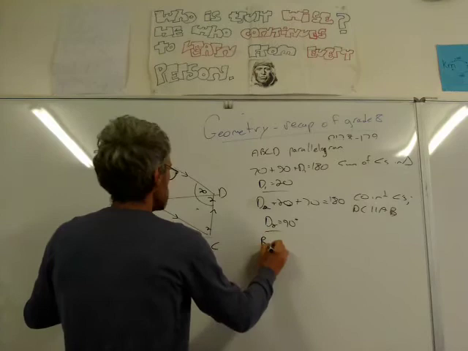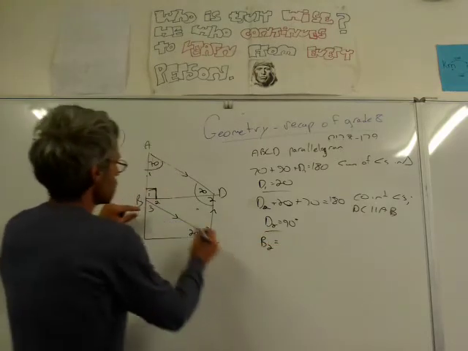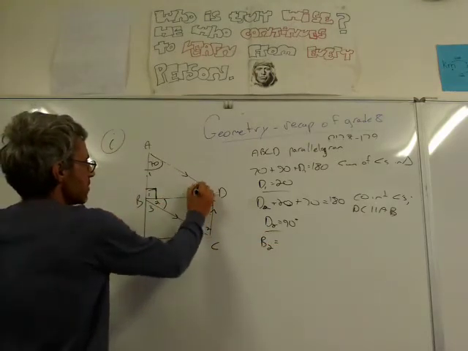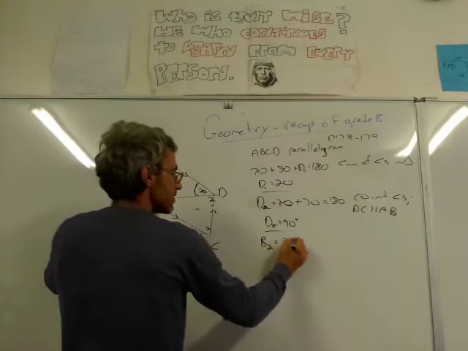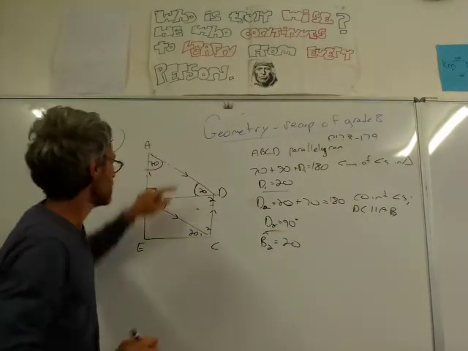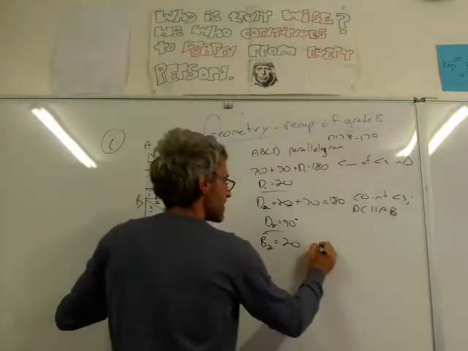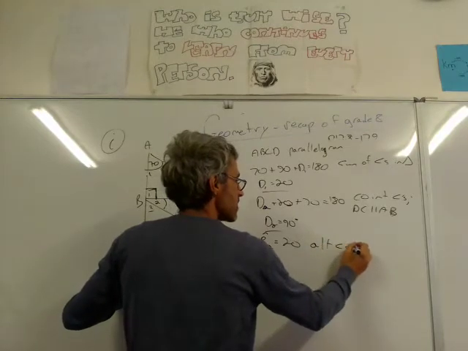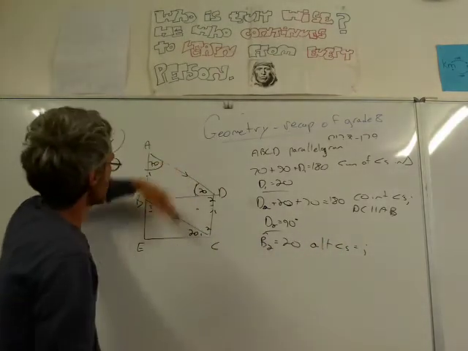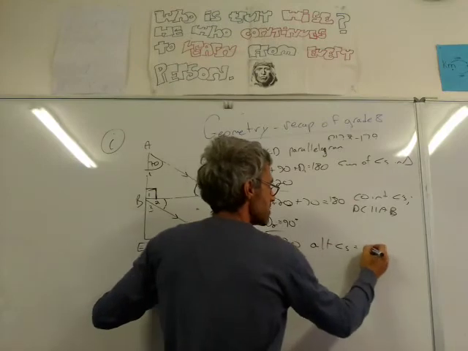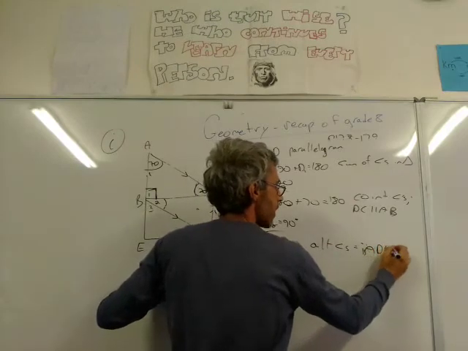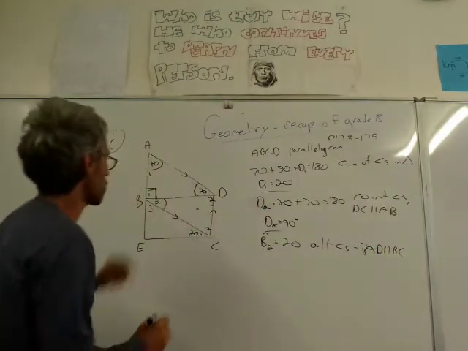Okay, B2. I can straight away say that B2 is equal to 20. Why is that? These two are alternating angles, which are equal, and which lines are parallel? AD parallel to BC. So I've got that as 20.